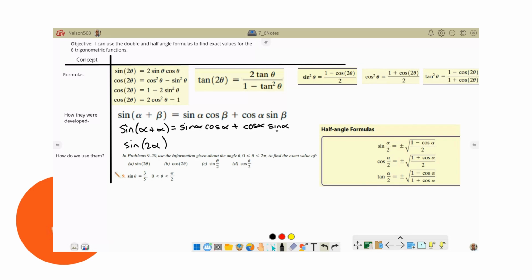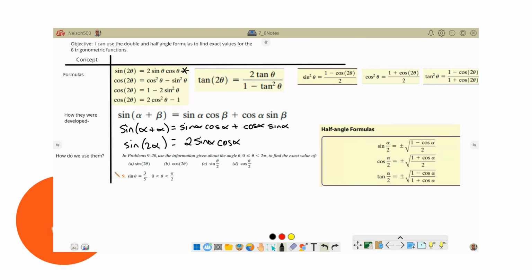And then we look at this and we go, well, is there any kind of factoring or simplifying I can do to make this more clear? Well, there's a term here that's identical to a term over here. So there's two of them. So we just write 2 sine alpha cosine alpha. Okay, that's where this one comes from.